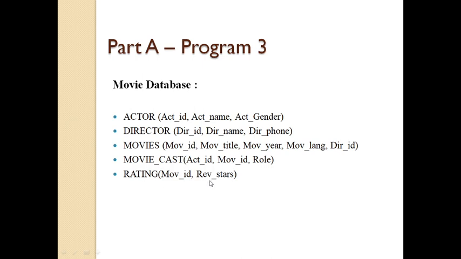Rating has movie ID and review stars. That means for each movie you can have multiple review stars or reviews. Here movie ID must refer to the movies table. If I take only movie ID as the primary key, then I can have only one review. But if you want a movie to have multiple reviews, we have to consider movie ID and review stars together as the primary key.